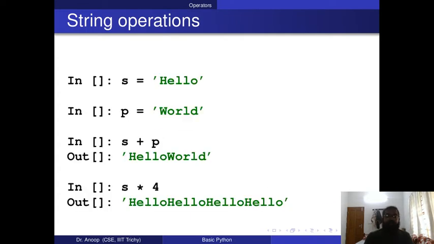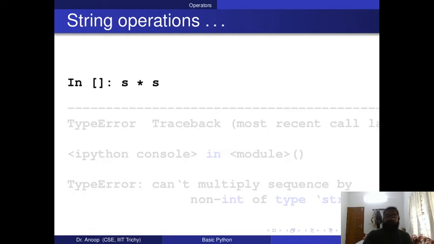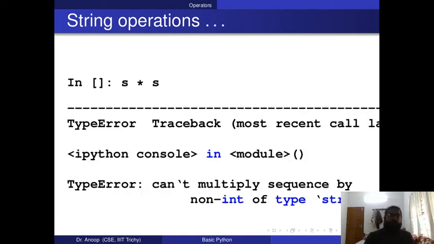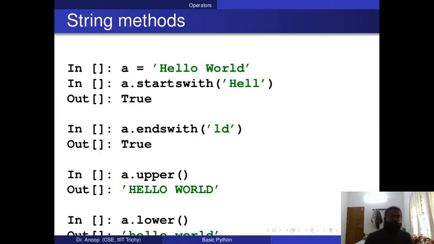Okay, but you can do S, you can't do S into S because S is a type of string, so a string into a string doesn't make any sense. But S into 4 means I want to repeat the string 4 times. Okay, so you can have other methods also available with it.